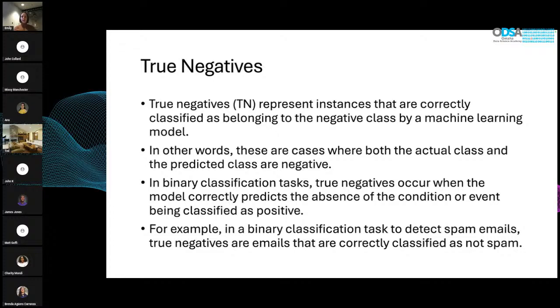So a true negative is a situation where we predicted that it was a 0, a negative, and in reality, when we looked at the ground truth, our test set, y, we found that it actually was 0. So both what we predicted and the actual were 0. For example, in a binary classification task to detect spam emails, the true negatives are the emails that we correctly said are not spam, and in reality, it turned out they were not spam.